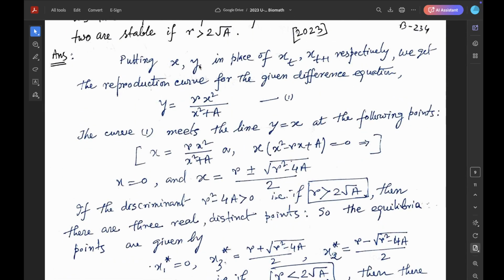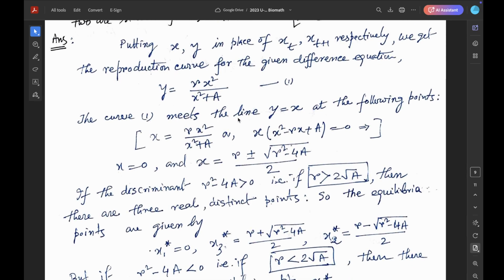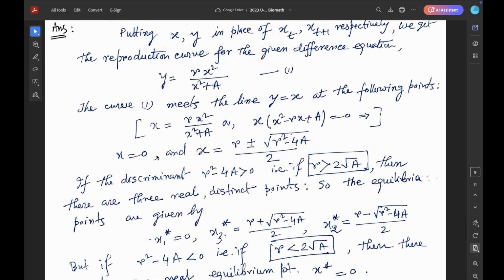Now putting x comma y in place of x_t and x_{t+1} respectively. Actually in the given question this is x_n and x_{n+1}, so rectify this: x_n comma x_{n+1} respectively. The reproduction curve is y equal to r x square by x square plus a. The curve, the reproduction curve, meets the line y equal to x at the following points. So put y equal to x here: x equal to r x square by x square plus a. So after simplification we get either x equal to 0 or x equal to this.